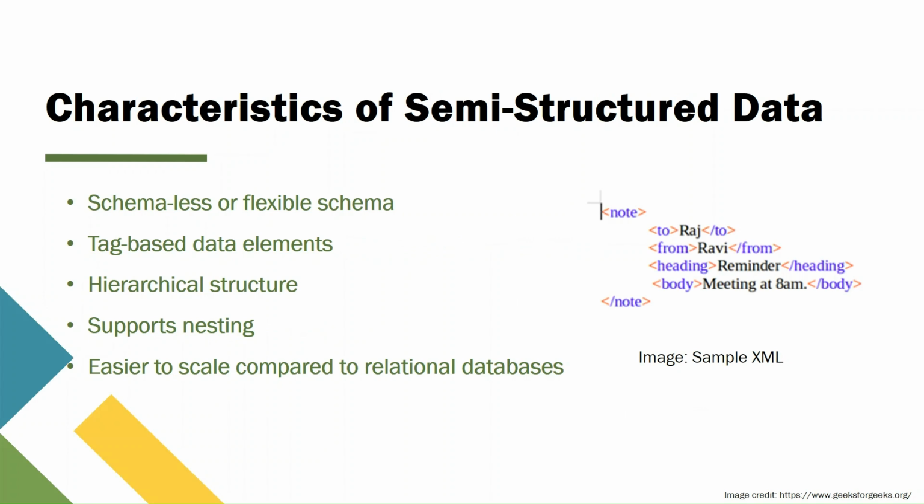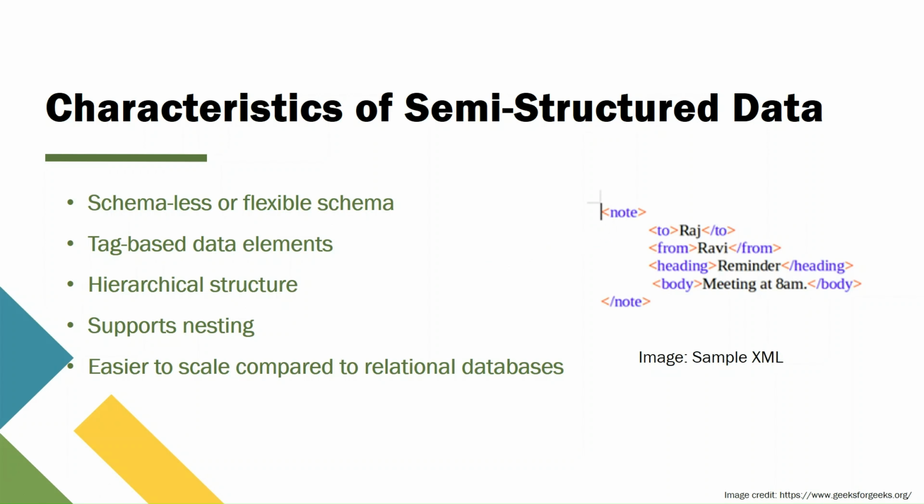Then the second characteristic is it is tag based. As you can see here in the sample XML, these are called tags. The parent tag is node tag here, and the children tags are to and from and heading and body. This is a sample XML for an email object.